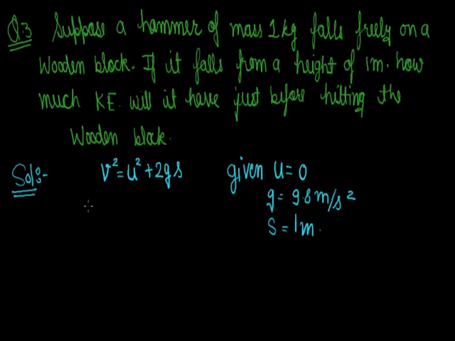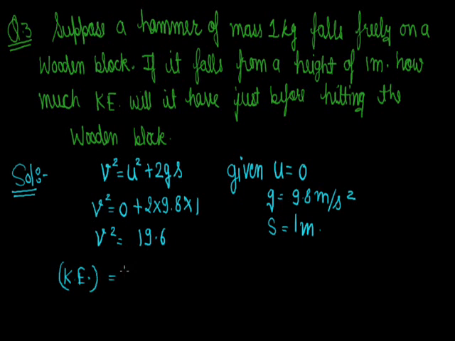Which will be 1 meter. So by putting these values in this equation, we get the final velocity: v square equals u square plus 2 into 9.8 into 1. So v square is 19.6. Now the kinetic energy of the hammer just before hitting the wooden block is given by half m v square. M is 1 kilogram and v square is 19.6. By solving this, we get kinetic energy as 9.8 joule.